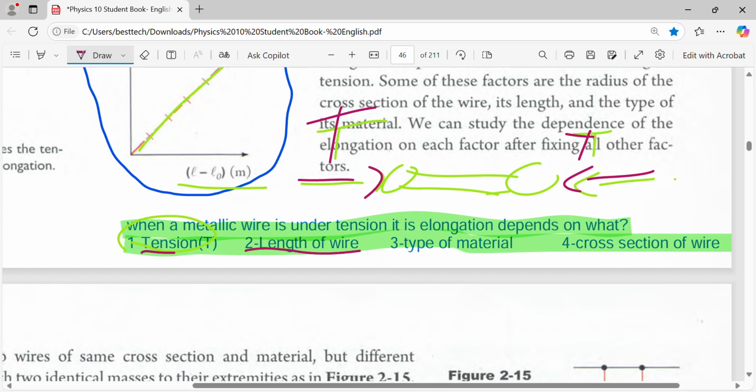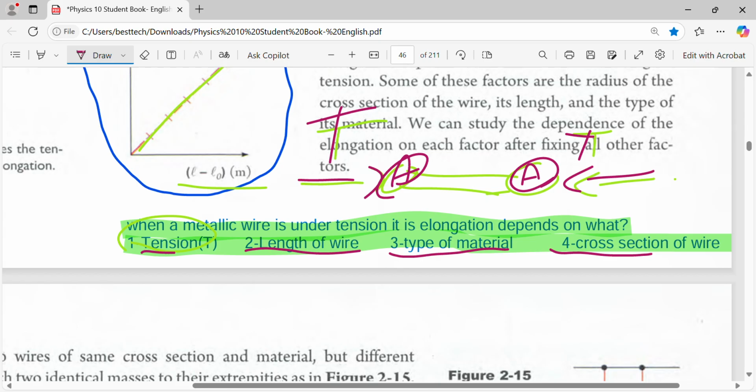The second one, the length of the wire. How is the original length of the wire? Is it large? Is it short? The third one, the type of the material. How is the material of the spring? Is it good? Sometimes the material is not good, and after applying a little tension, it's going to break directly. The fourth one, the cross-section of the wire, meaning the area. The elongation depends on this area too. If this area is small or large, the area is a factor too.